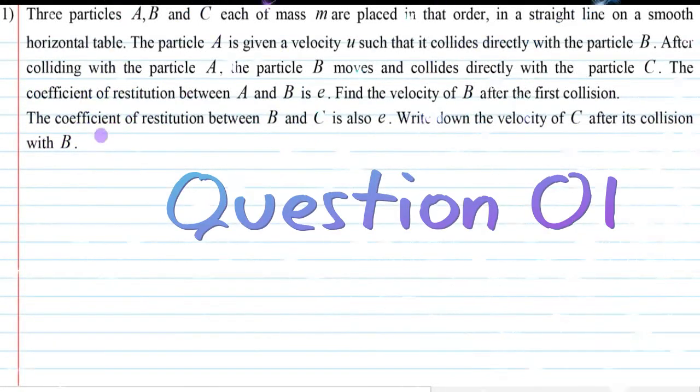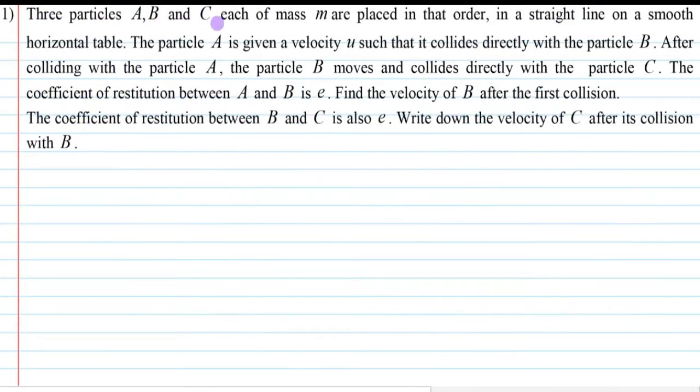Question number 1. Three particles A, B, and C, each of mass m, are placed in that order in a straight line on a smooth horizontal table. The particle A is given the velocity u such that it collides directly with the particle B. After colliding with the particle A, the particle B moves and collides directly with the particle C.